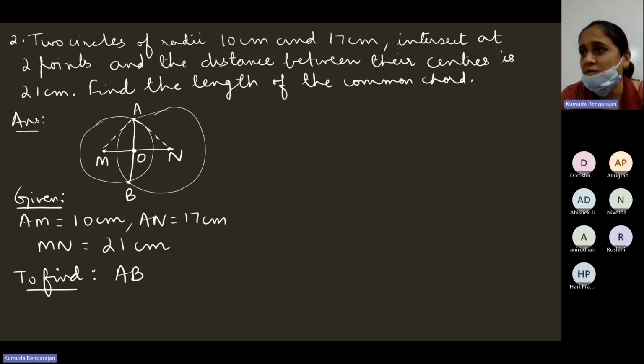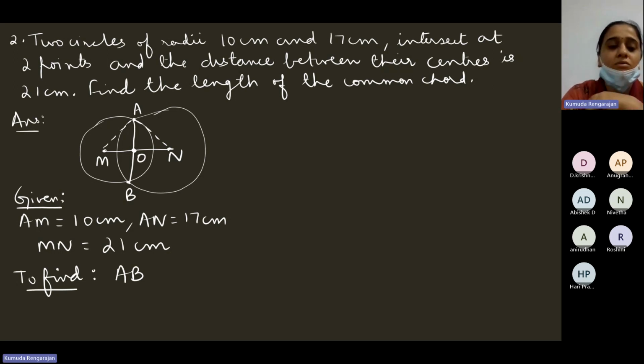We don't need that part of the figure. So we have not joined. We don't have to join. You can either join AM and AN or join BM and BN. You just want one triangle.